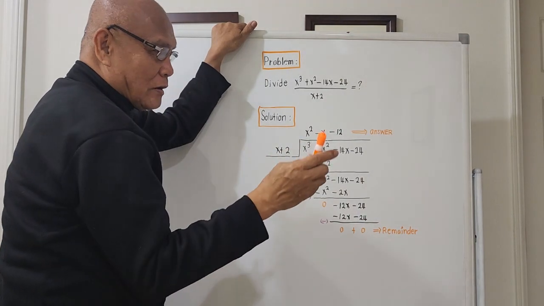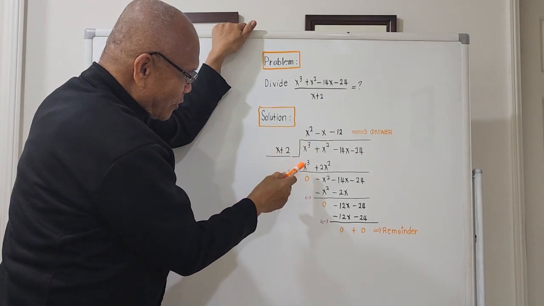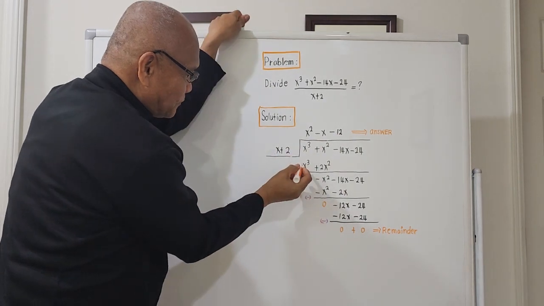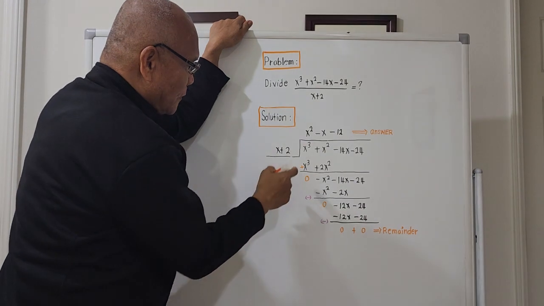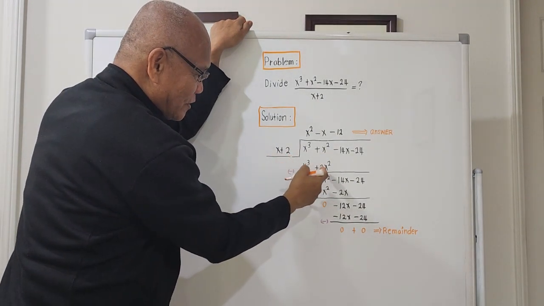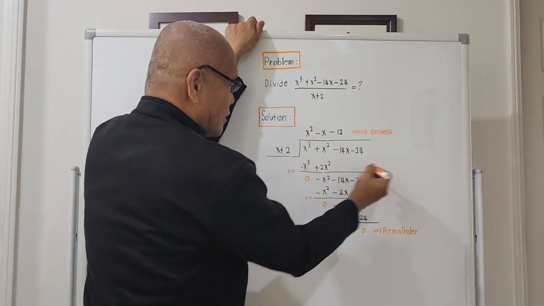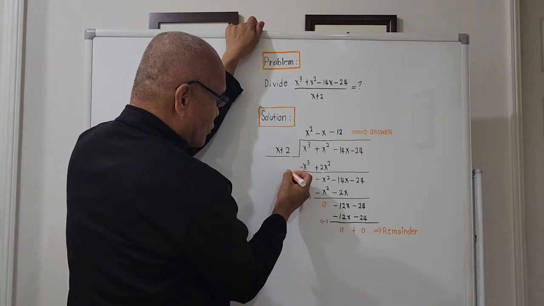Let's multiply. X squared times x will be plus x cubed. It should be plus, right? And x squared times 2 will be positive 2x squared. We do it like this. Then we perform the operation subtraction. We subtract.